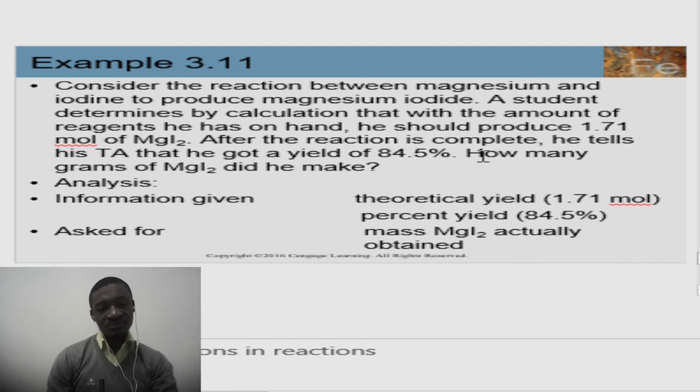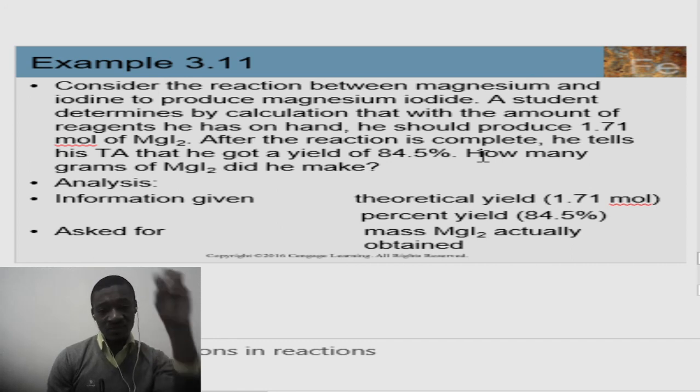Here we have an example that we'll run through quickly as the last thing before the end of the course. This example says consider the reaction between magnesium and iodine to produce magnesium iodide. A student determines by calculation that with the amount of reagents he has in hand, he should produce 1.71 mole of magnesium iodide. Then after the reaction was complete, he tells the TA, the technical assistant or the teaching assistant, that he got a yield that is 84.5%. So the question is, how many grams of magnesium iodide did he make?